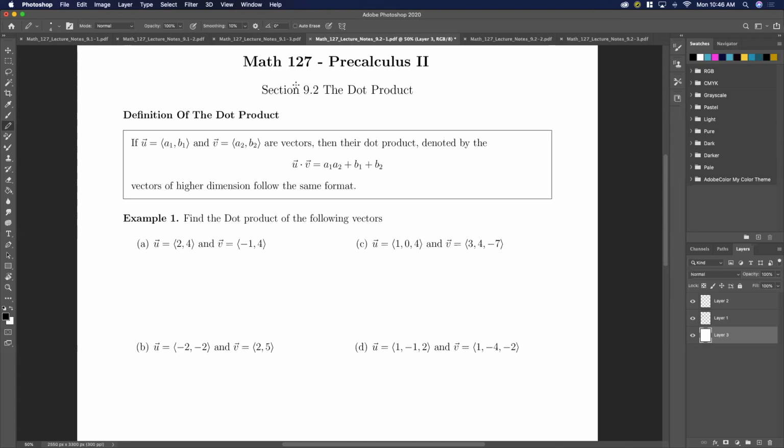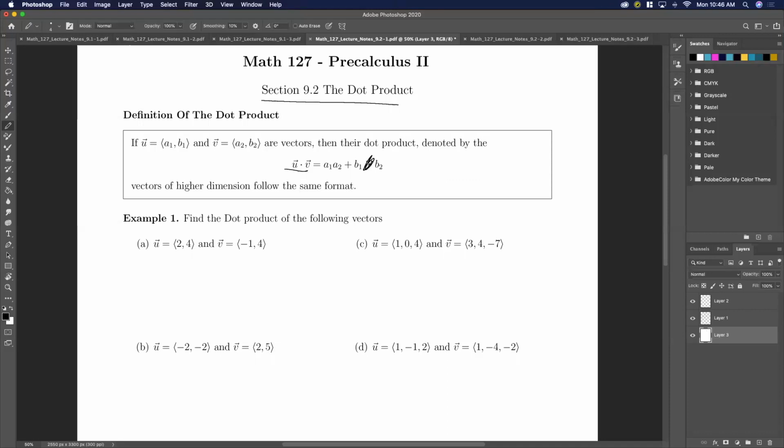All right, so here we are. Let's do dot products. So the dot product, if we give two vectors, is denoted this way. It's u dot b, is how we say it. And you just multiply the components.